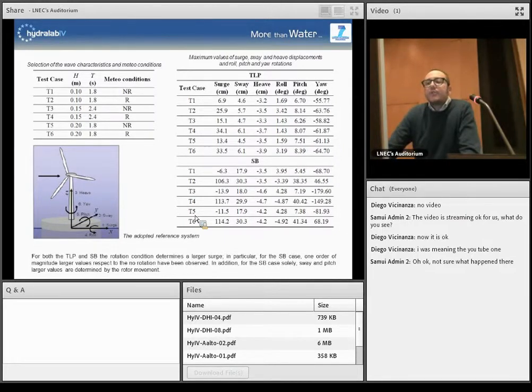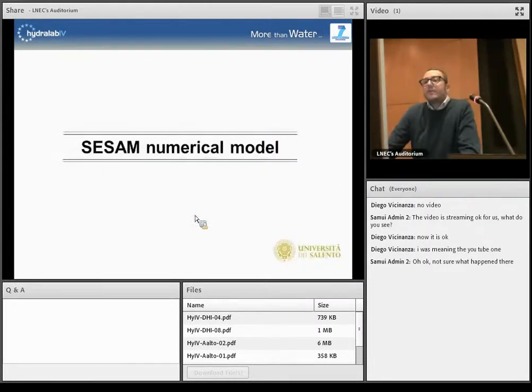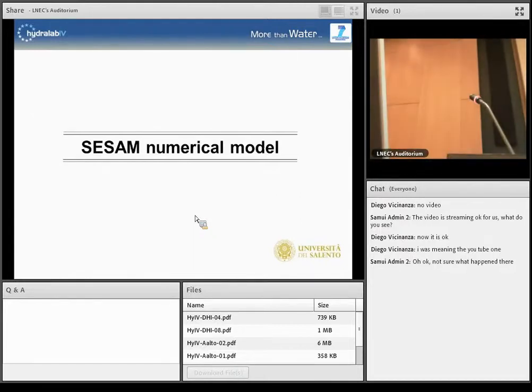Okay, so actually there is an ongoing collaboration with the University of Cantabria, in particular with the IH Cantabria Institute of Environmental Hydraulics, with the aim to calibrate a numerical model to validate the experimental test and to facilitate the next experimental work in the field of wind turbines.